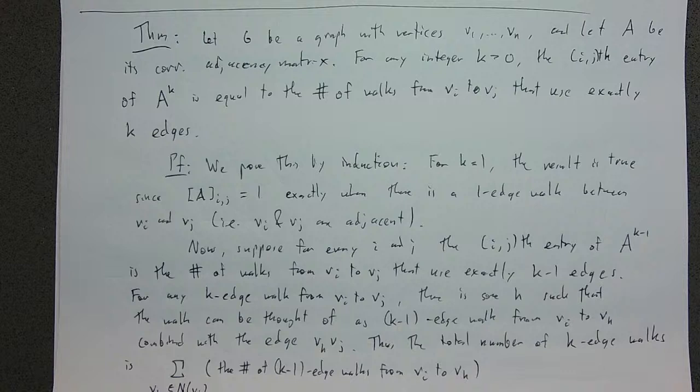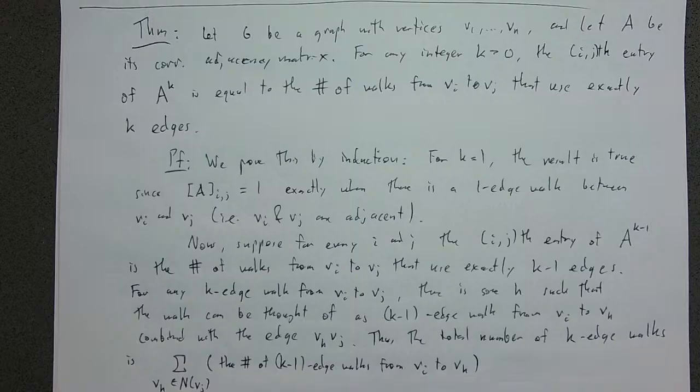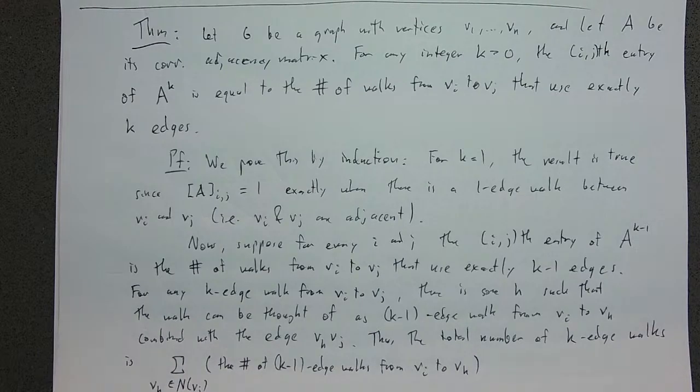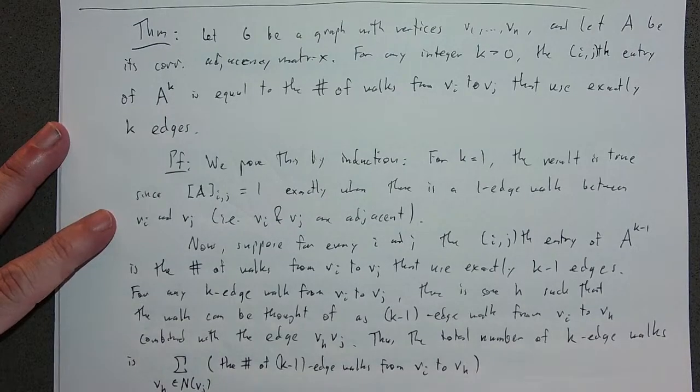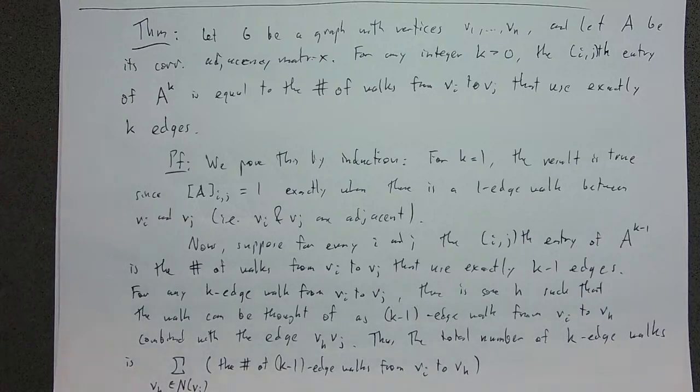Because, well, you have the last edge, right, taking you to Vj. So all you have to do to get the total number of these k-edge walks is just know the total number of these k minus 1 edge walks up until you're at the stop right before V sub j, right? This V sub h, wherever that is. So the total number of k minus 1 edge walks from Vi to Vh is the thing that counts this. Here, again, we're excluding V sub j. This is just all the vertices that are adjacent to V sub j, right? These are your potential second to last stops on a k-edge walk, right? And we just chose one of them.